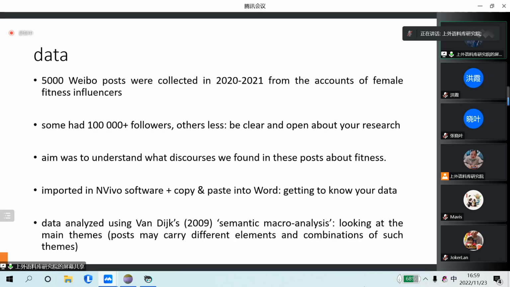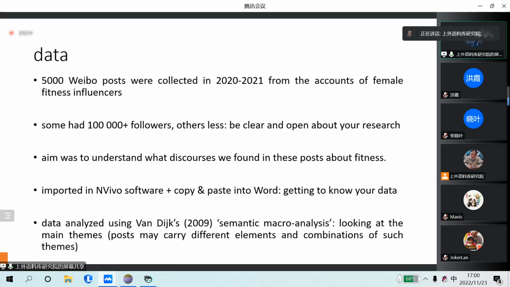Okay, now, armed with that, we have to go and collect data. How much data? How long is a string, right? Well, in this case, 5,000 Weibo posts were collected in 2020 and 21 from the accounts of female fitness influencers. I'll talk about which female influencers in a moment.